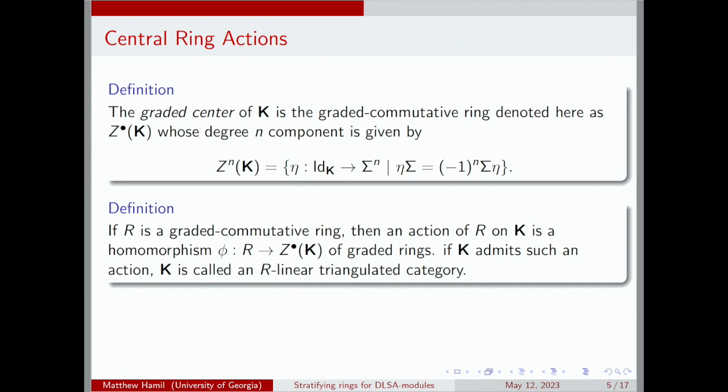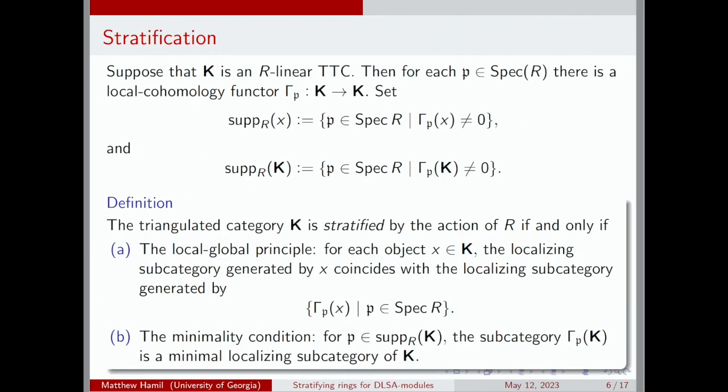All right, so stratification. What is this? If you have an R-linear TTC, so an action of R, then you can look at the spectrum of R, the set whose elements are the prime ideals. And for each P in the spectrum, you have what's called a local cohomology functor. The construction of these is quite technical, and I don't want to get into it, but for our purposes, I want to think of these as functors that help us define a notion of support for objects in our category.